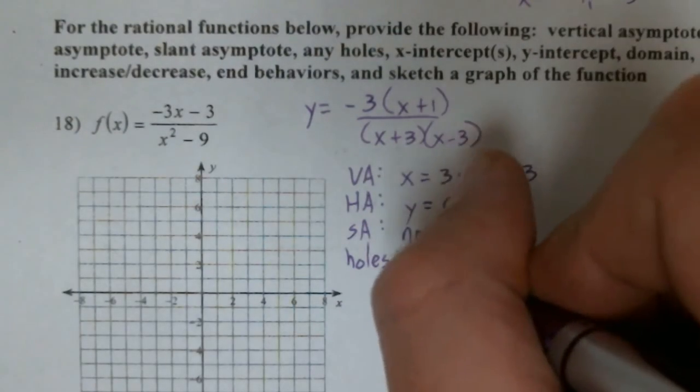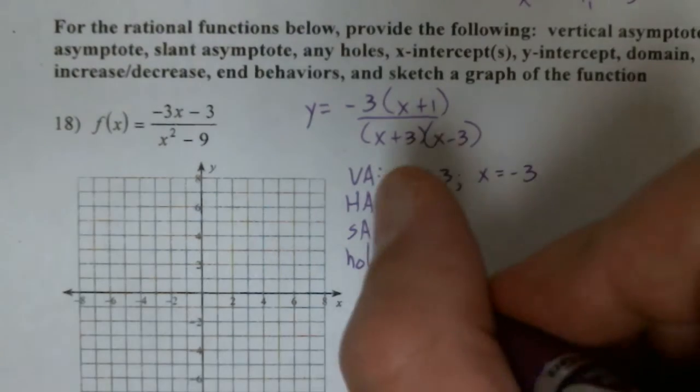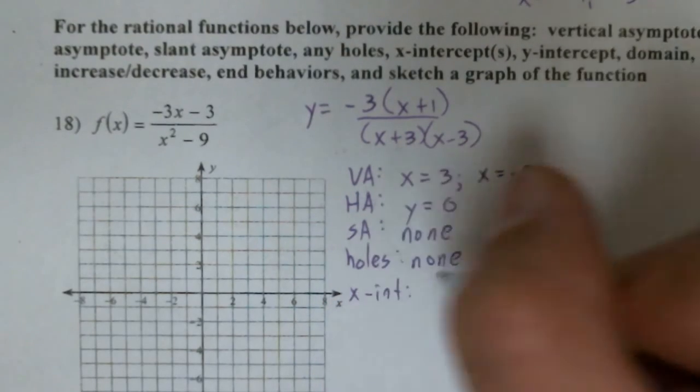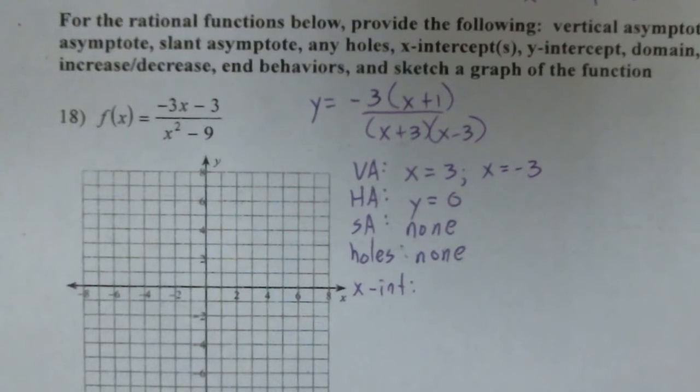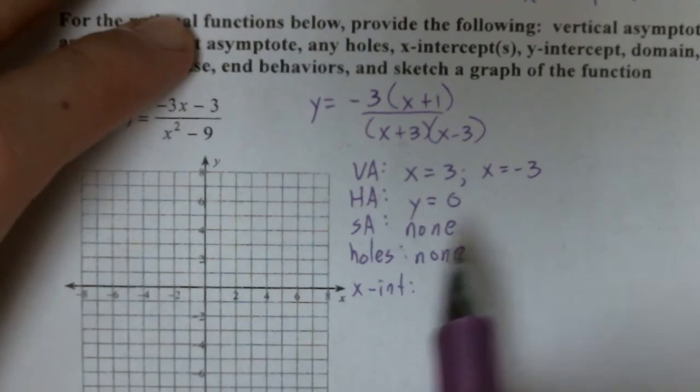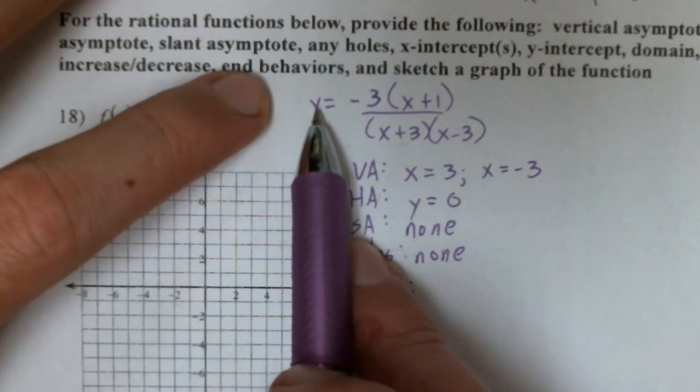Nope, so I don't have any holes. Okay, x-intercept. How do I find the x-intercept? It's the reverse of what you think it would be. For the x-intercept, you stick in a 0 for y.